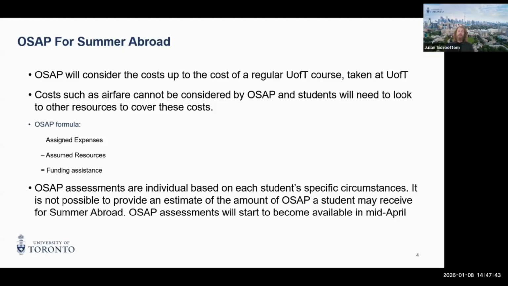One of the questions that is often asked at this presentation is what could be a potential estimate for OSAP for summer abroad. Unfortunately, as each assessment is individual to each student, it isn't possible to provide an estimate of what you might receive from OSAP while participating in summer abroad. The actual OSAP assessments will become available in mid-April once those costs are approved by Governing Council.